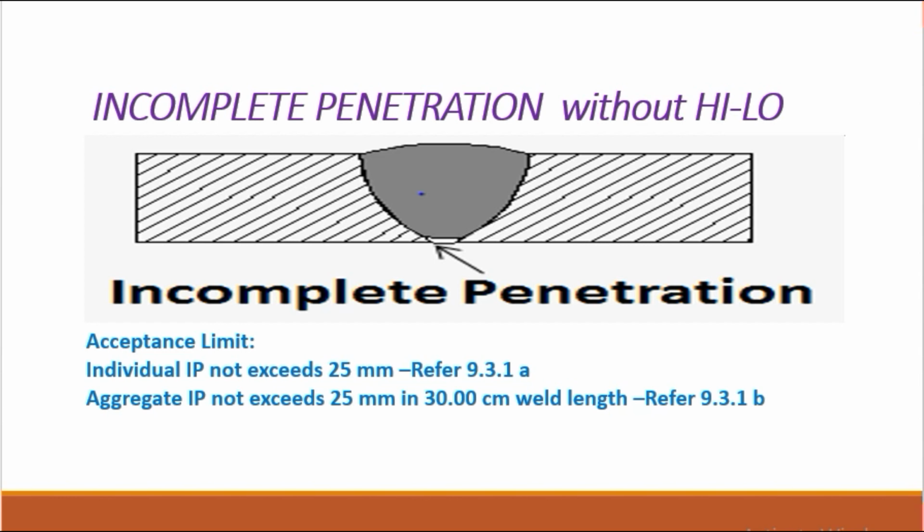if it is individual, it should not exceed 25 mm, clause 9.3.1a. Aggregate IP should not exceed 25 mm in a 30 centimeter length, meaning 300 mm. Aggregate IP means the sum of all incomplete penetrations. It should not exceed 25 mm in 300 mm of length. It is mentioned in clause 9.3.1b. So this is the acceptable limit: one is individual IP, one is aggregate IP.